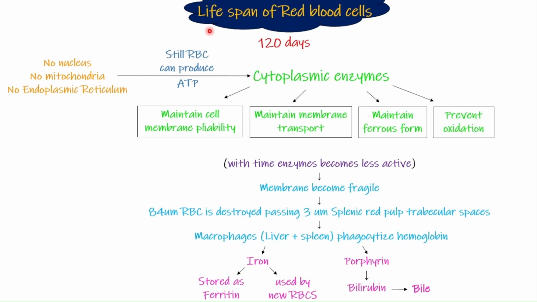So this is regarding the topic lifespan of RBCs. The RBCs have a 120-day lifespan. They die after 120 days because the cytoplasmic enzymes which maintain all these functions become less active and the cell is finally destroyed.